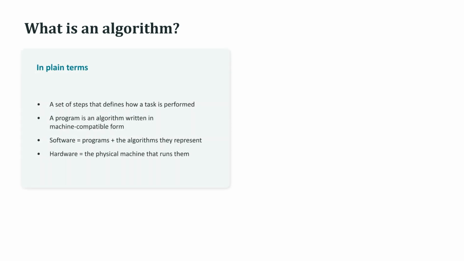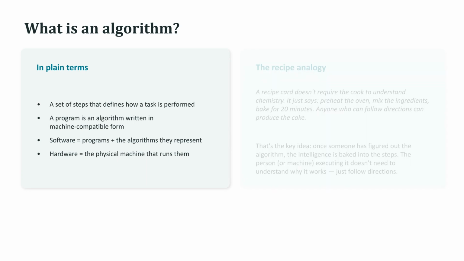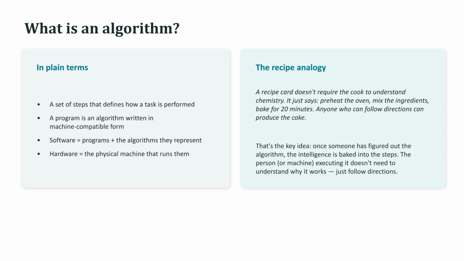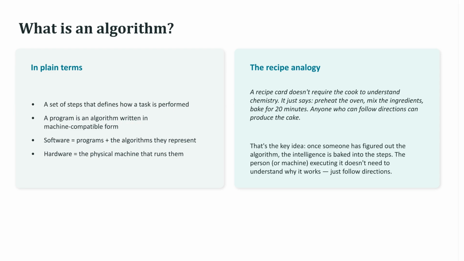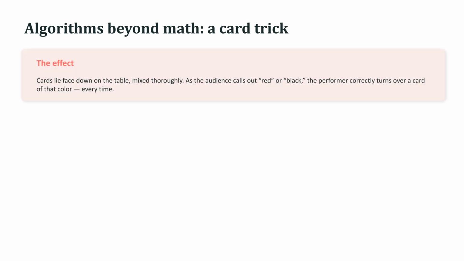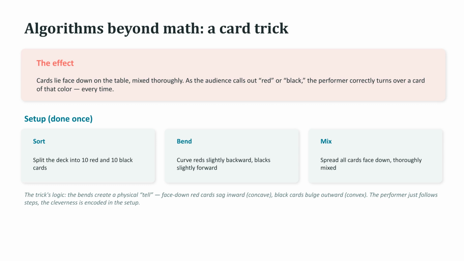Like a recipe, the intelligence is built into the steps. The person or machine executing the steps doesn't need to understand the underlying principles, they just need to follow the directions. We can see algorithms outside of pure math, like in a card trick. The cleverness is in the setup, where you sort and bend the red and black cards slightly differently. This creates a physical tell that the performer simply follows during the trick.